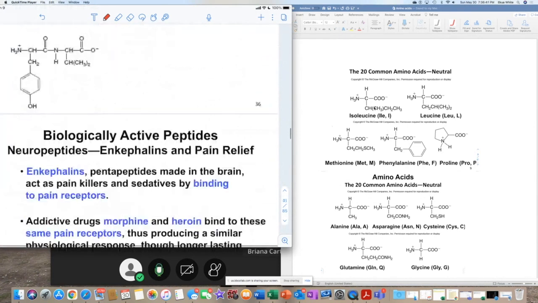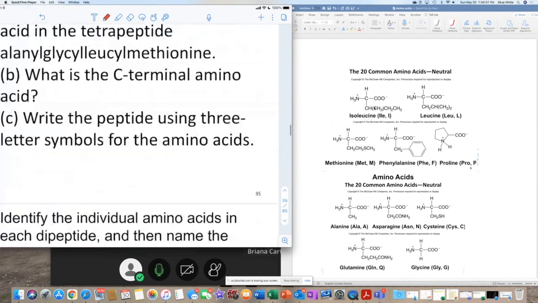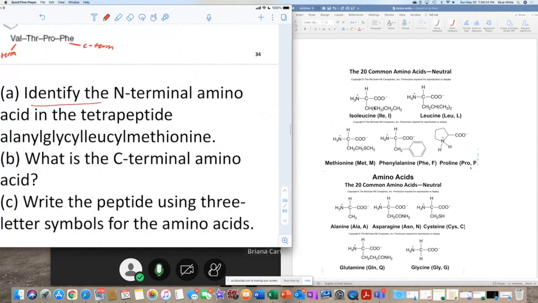Ooh, okay. Let's see. So I'll get to this point and I'll go back to the lab and make sure I've answered the question, right? Okay, so here we're told identify the N-terminal amino acid in the tetrapeptide. Ooh, there's 4 of them. Okay, so alanine, glycyl, leucyl, methionine. Okay, so methionine has its regular name. This will be the C terminal, right?